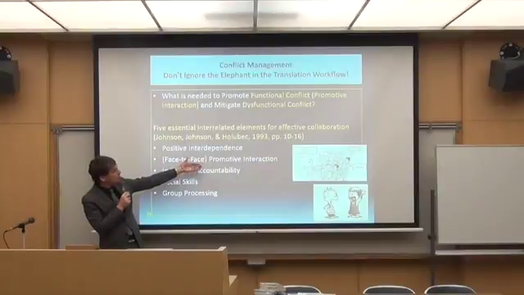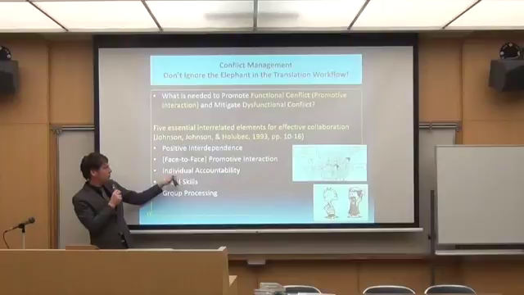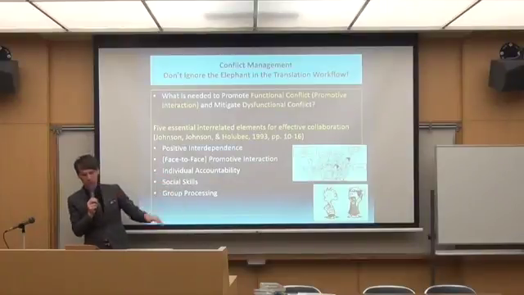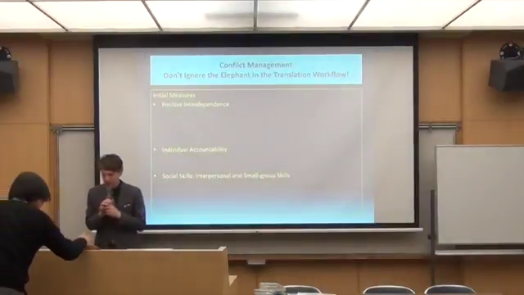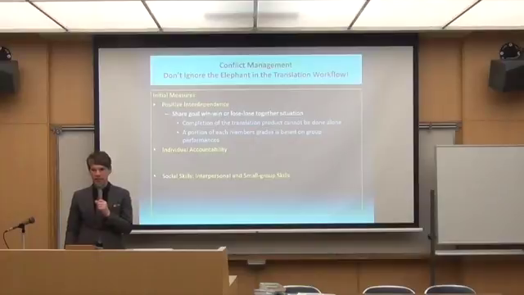Okay, promotive interaction is basically what I've referred to up to now as functional conflict. Individual accountability, social skills, and so on. Let's go to the next phase. Yes, 45 minutes. Okay. So, what do I add to the translation process to realize each of these? I'll pull them up here.